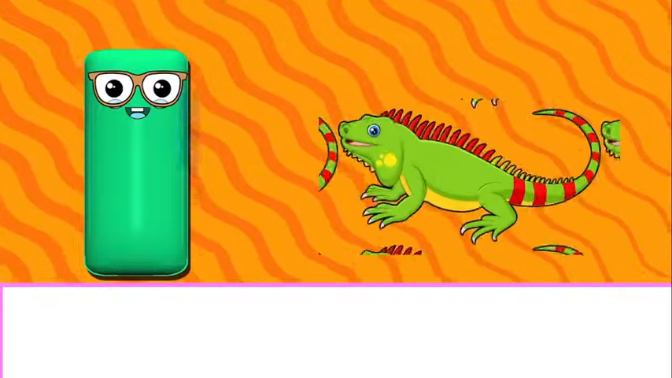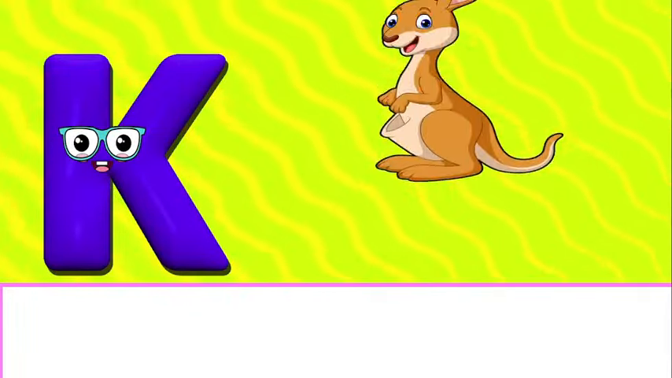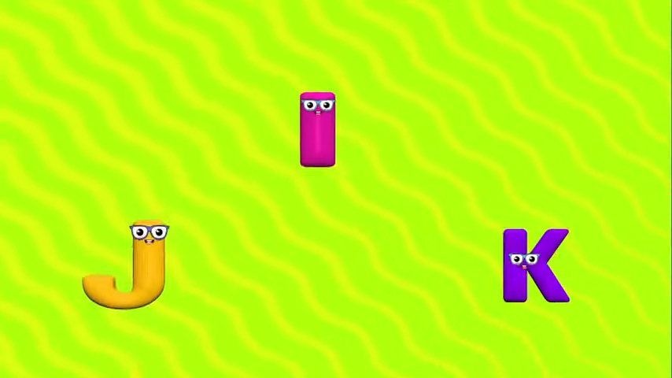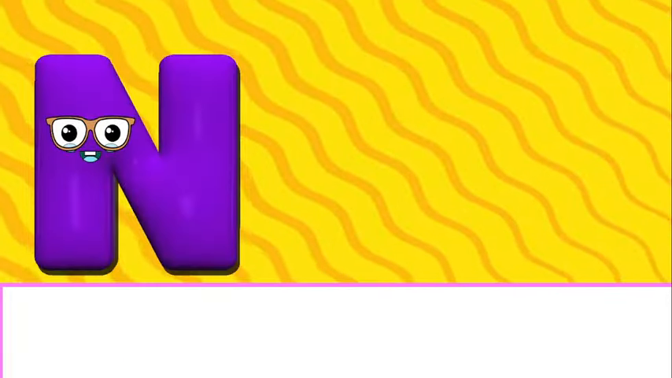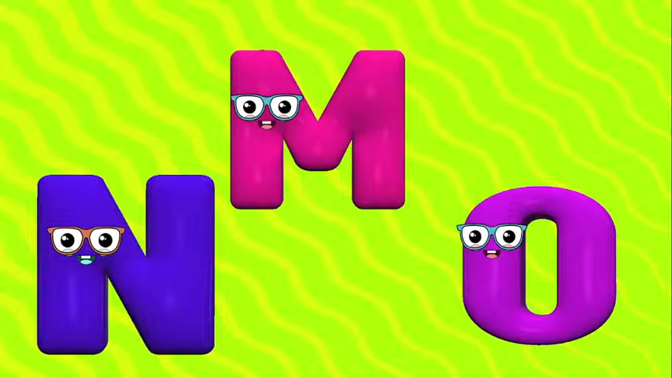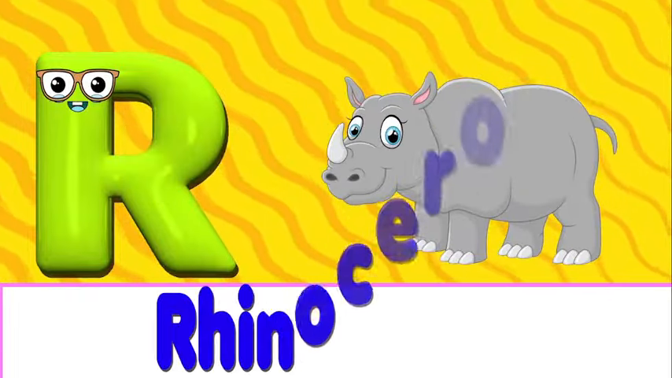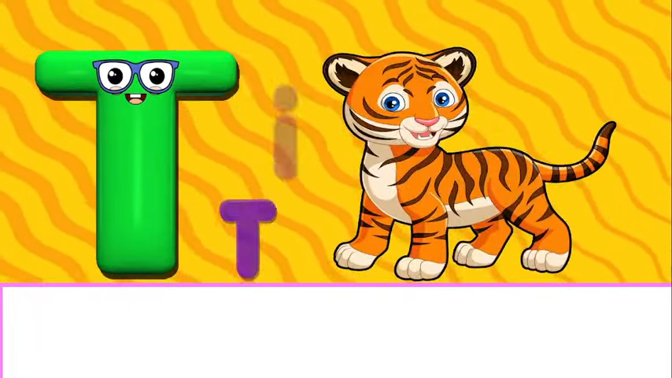I is for iguana. J is for jaguar. K is for kangaroo. L is for lion. M is for monkey. N is for newt. O is for ox. P is for panda. Q is for quokka. R is for rhinoceros. S is for squirrel. T is for tiger.